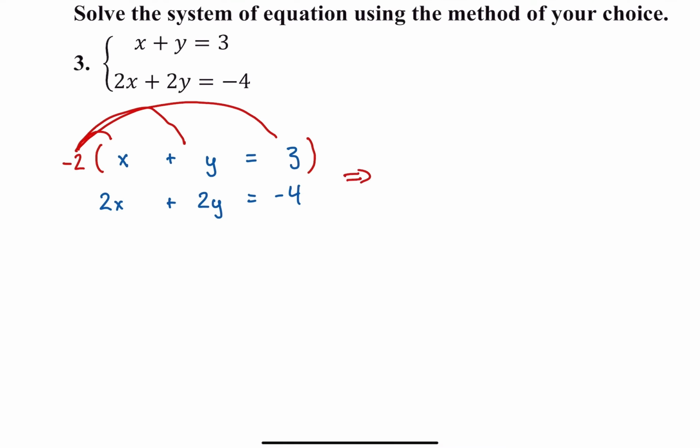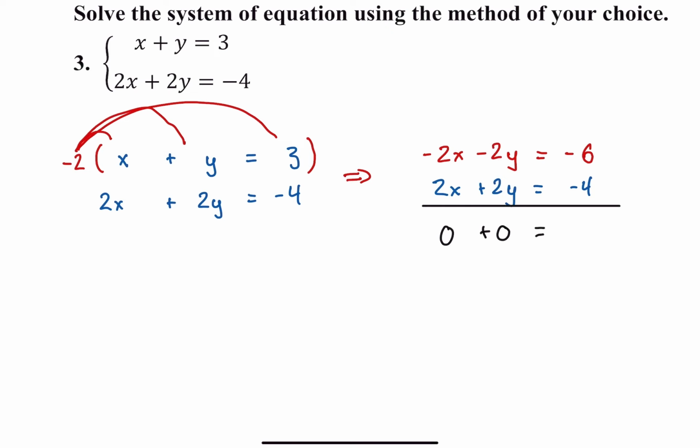So now we have minus 2x minus 2y equals minus 6. And then we have, again, 2x plus 2y equals minus 4. Does everyone see what I did there? Great. Now I have the ability to just add down the columns. So let's see what happens. Minus 2 plus 2 is 0. Minus 2 plus 2 is 0. And then minus 6 plus minus 4 is minus 10. So I end up with 0 equals minus 10.